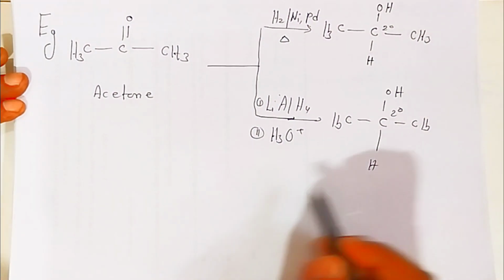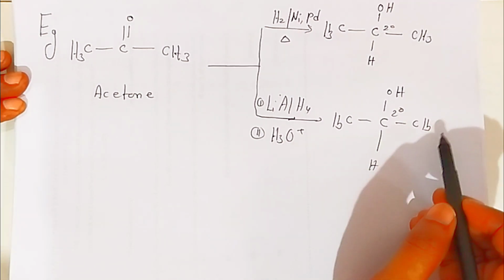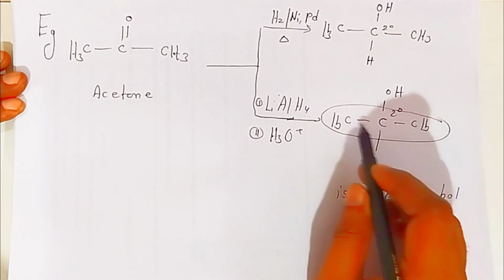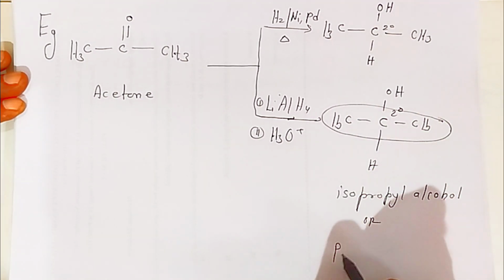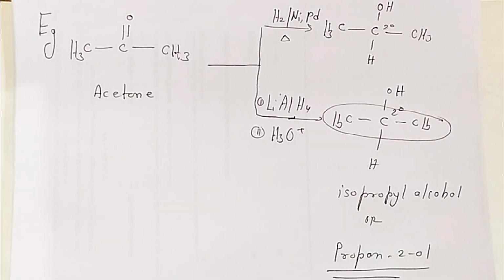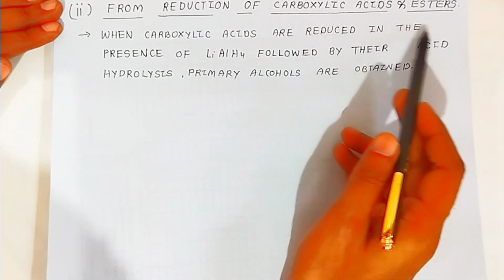So this way, students, you have prepared what is called a secondary alcohol. Here the secondary alcohol will be isopropyl alcohol, or you can say the longest chain is what? 3 carbon. So you can say propan-2-ol. Now, from the reduction of carboxylic acid and ester.